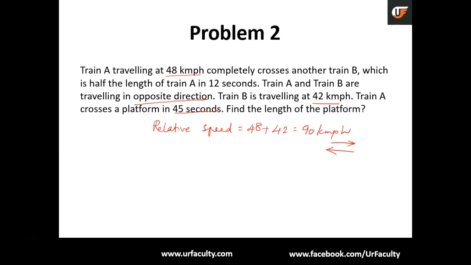Okay, now to solve such problems, we have an issue here. Because there's a platform here, we need to know the lengths of the trains to proceed. So first of all, what is the length of train A? They have not given anything, but they are told the length of train B is equal to x by 2.